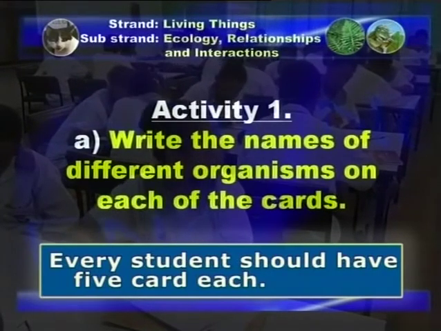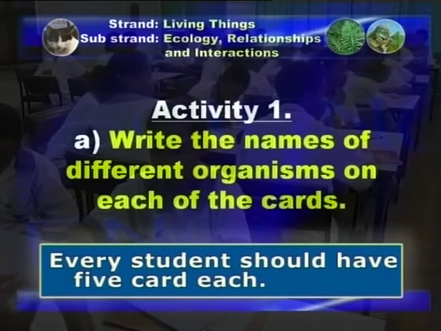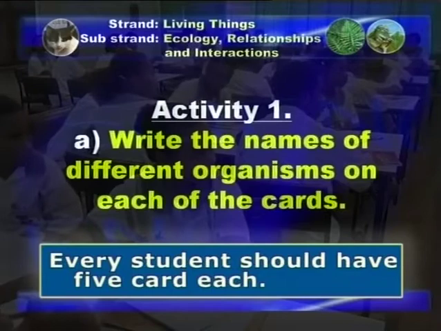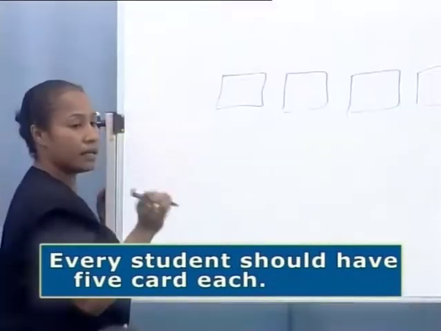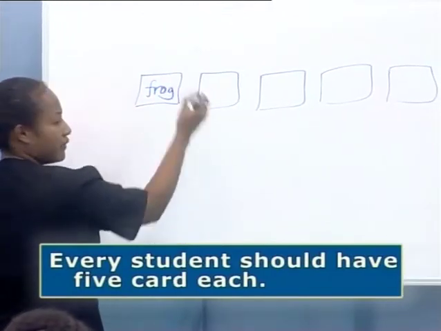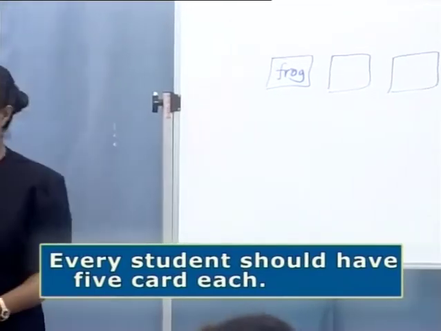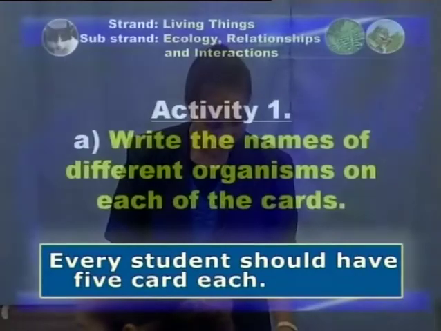Okay, if you are lost, then look up here. Okay, you have 5 cards, and on each of the cards, you write down one organism that you can think of. So, if I'd like card number 1 to be frog, then I write frog. Okay. Organisms include both plants and animals.